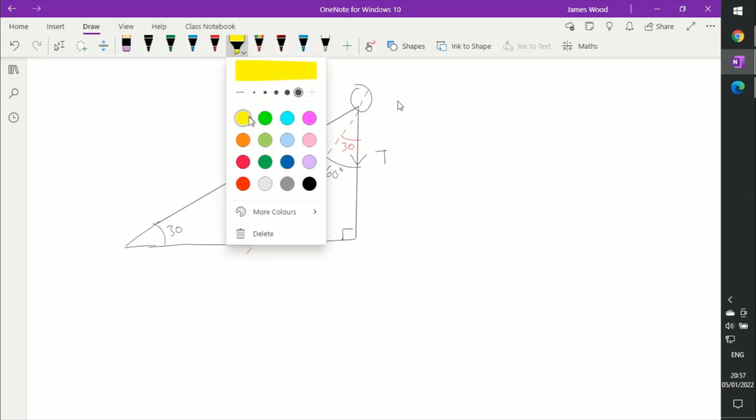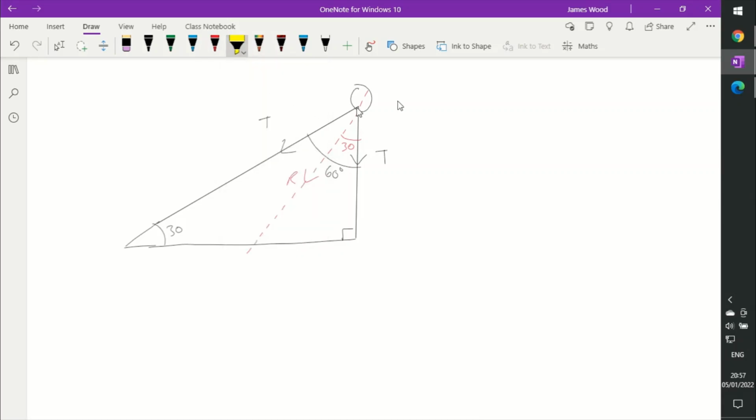Now, to turn this into a triangle that I can actually analyze, I'm going to make T the hypotenuse. So I'm going to do this, where that's a right angle. So I've got this triangle here. Because when we're trying to split a force up into its two components, we want the real force to be the hypotenuse. So I'm just going to draw that triangle out now.